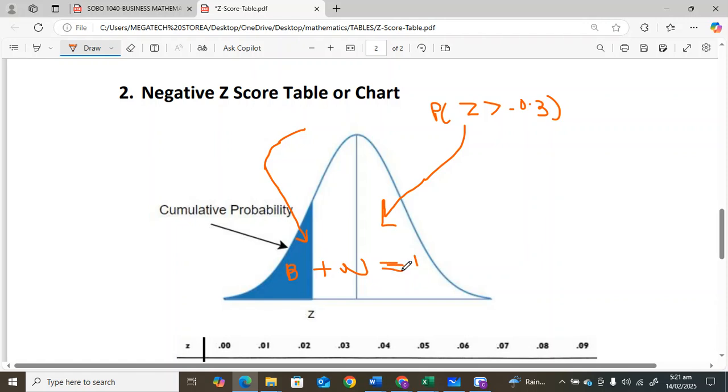Probability of this blue area plus the probability of this white area here, when you add them together, they have to equal 1. So the blue area is represented by P(Z less than negative 0.3), and when you add it with P(Z greater than negative 0.3), you're going to get 1. Any questions?